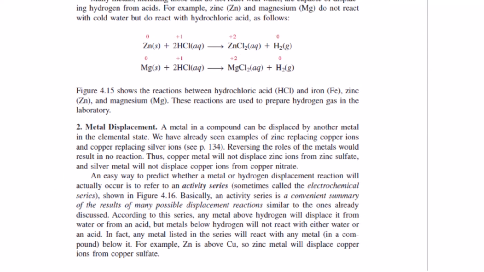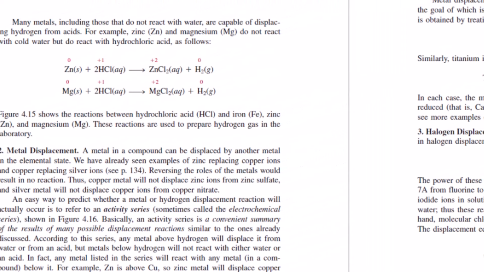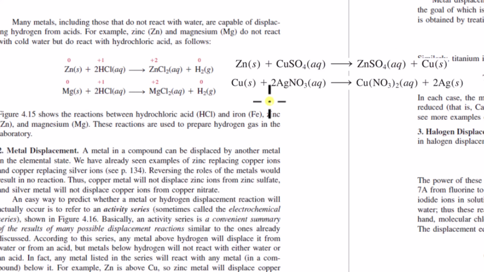Okay, so those reactions they're talking about are shown here. We looked at these earlier. So you've got solid zinc in a copper 2 sulfate solution, and because zinc is above copper in the activity series, zinc displaces copper out of the solution. Okay, and then same with solid copper in a silver nitrate solution. Because copper is above silver in the metal activity series, the copper displaces the silver out of the solution.